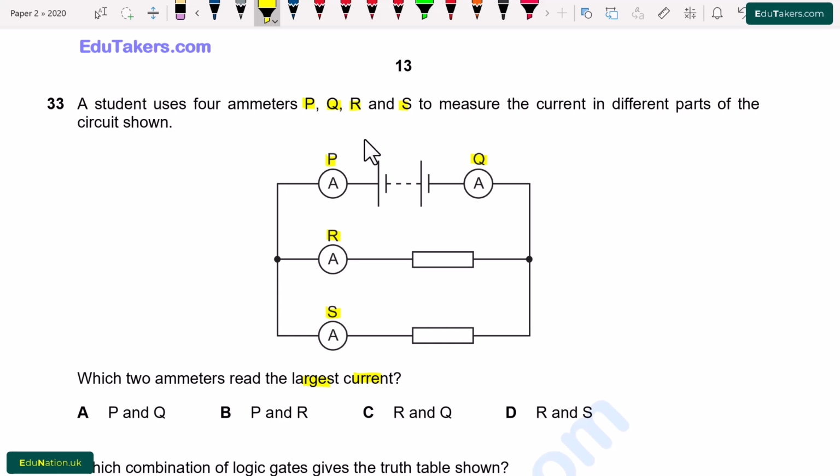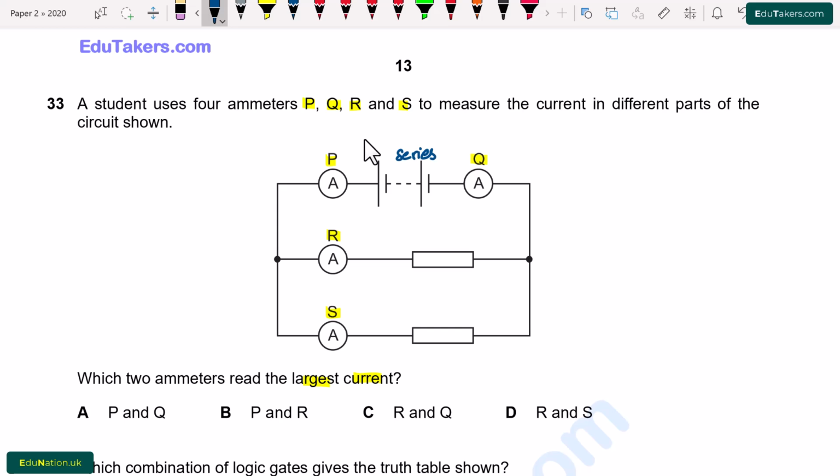ammeters P and Q are connected in series and R and S are connected in parallel. In the series combination, the value of current remains the same. It means that the current shown by ammeters P and Q is basically the amount of current supplied by the battery. It means that the current in the battery and the current in both of these ammeters is the same.